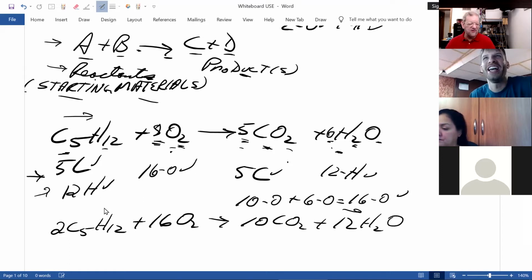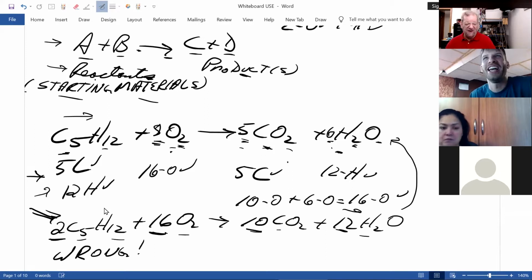And you don't have to write this down, but you'd see 10, 10, 24, 24, then 20 plus 12, 32. So it's balanced in terms of atoms, but notice I can divide each one of these by the number 2. And what that brings me back up to is this. If you do this on a test, that's wrong.